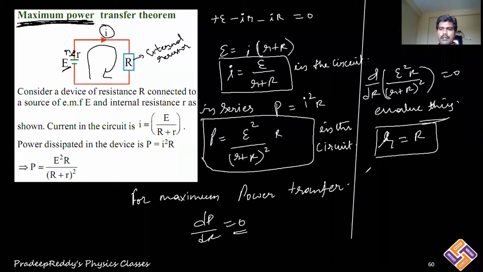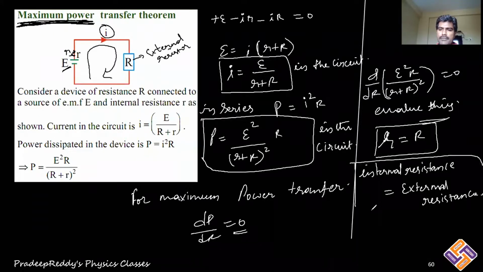What is small r? Internal resistance. And what is capital R? External resistance. Now, what is the condition for maximum power transfer? We have arrived at one final condition. What is it? Small r is equal to capital R.